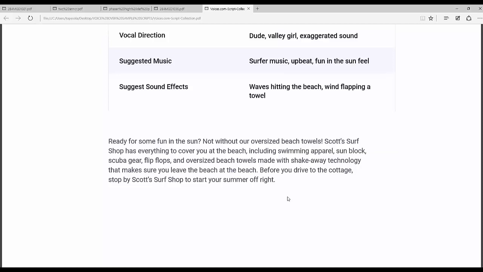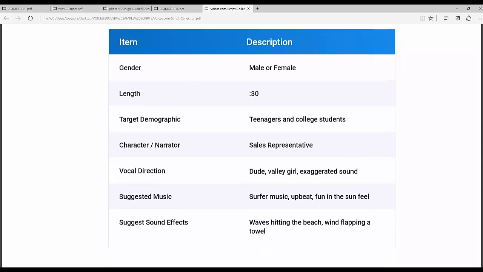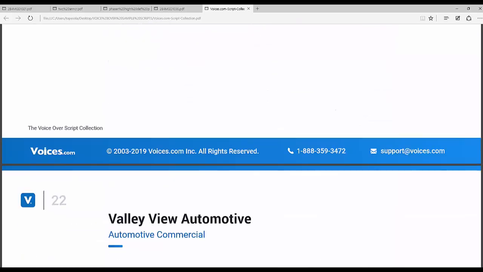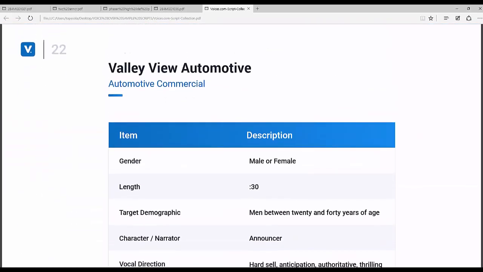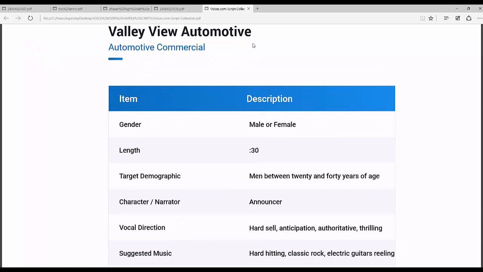Simple. All right, it's a 30-second script. Yep. And then there we go. So let's move to the next one. Now we're looking at this company, Valley View Automotive. So could either be male or female, 30 seconds.